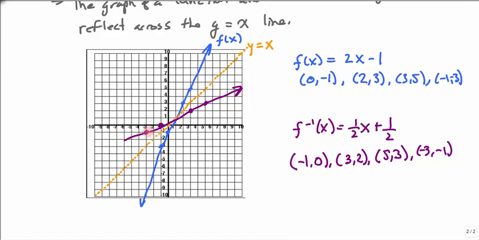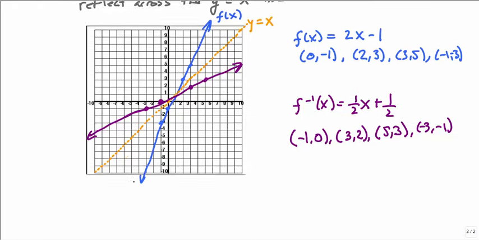Of course, drawn with the straight edge, these would be a little bit better, but you can see that each point on the blue line reflects to a point on the purple line, and they are mirror images across this y equals x line. They reflect across that line. So that's an example of what happens when I plot a function and its inverse.